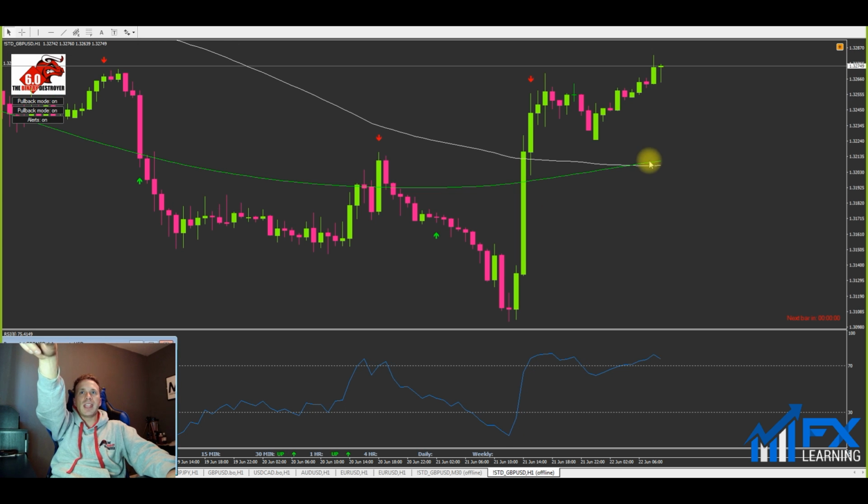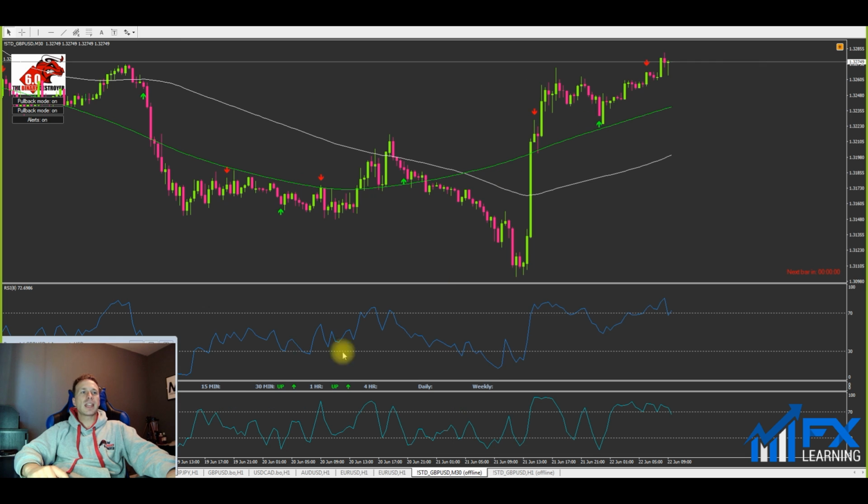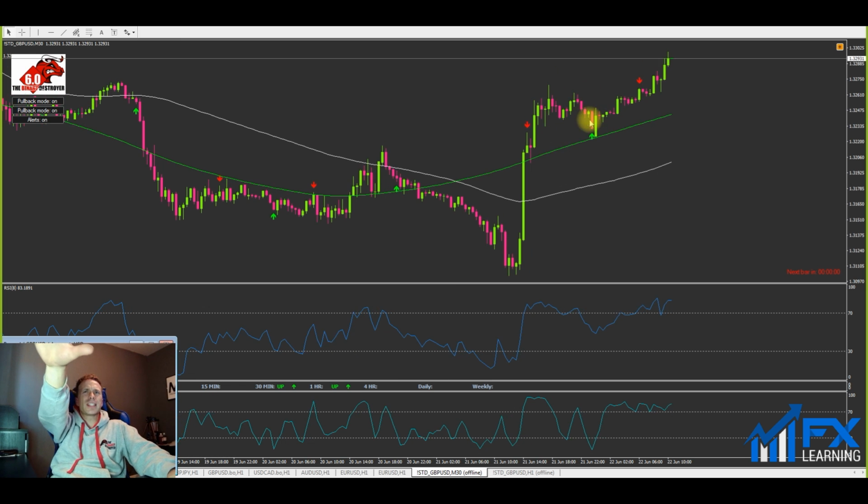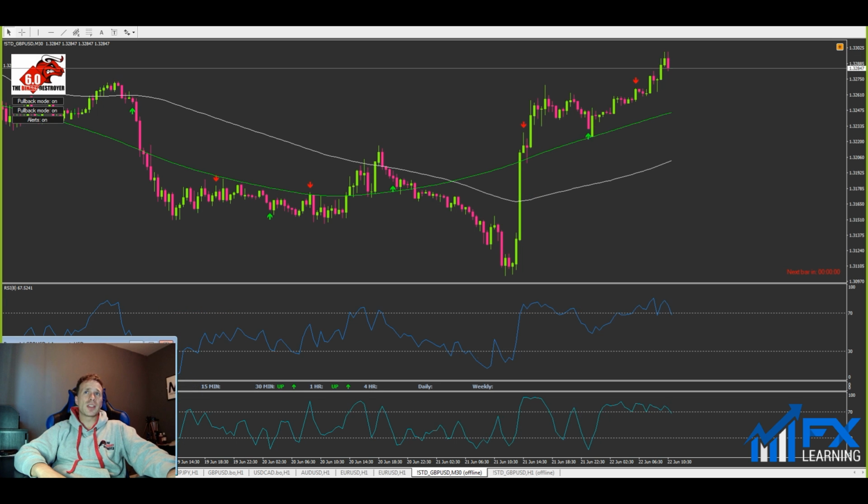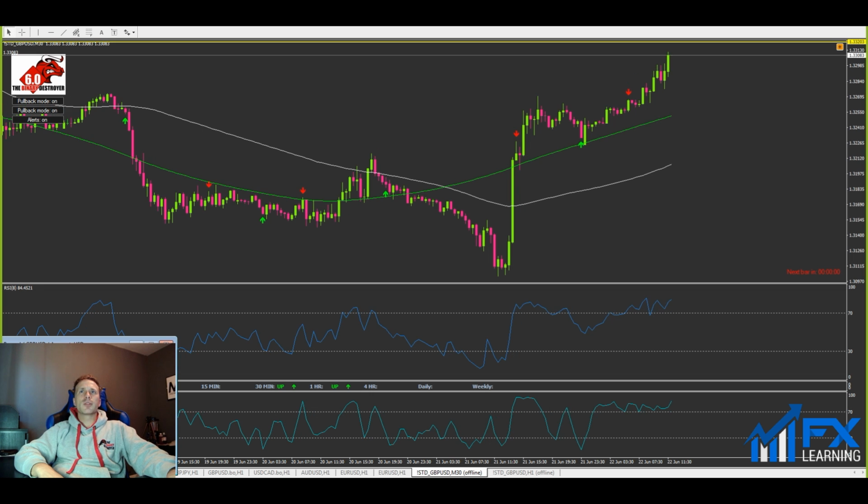Okay, we've just crossed over here now. So let's take the first green arrow. Technically this one here was the first, but the 1 hour chart didn't actually cross over at that point, so we won't count that. Okay, we'll just carry on.